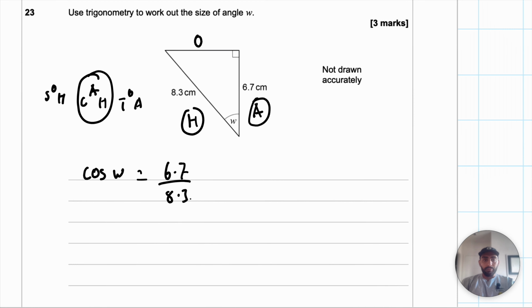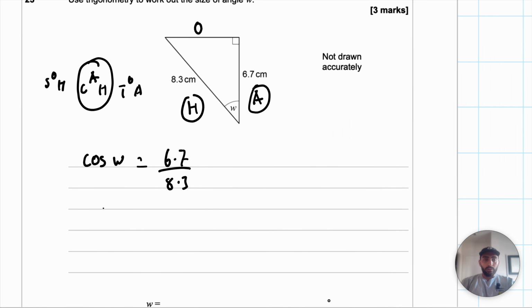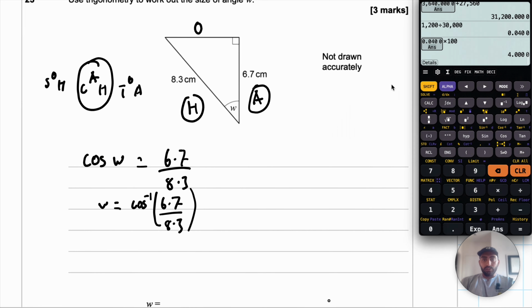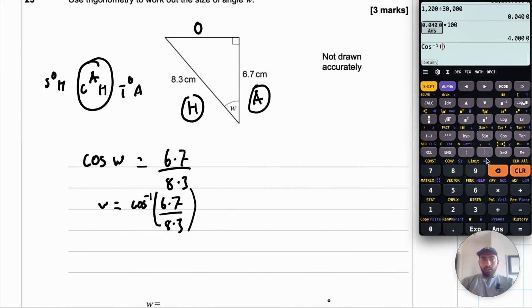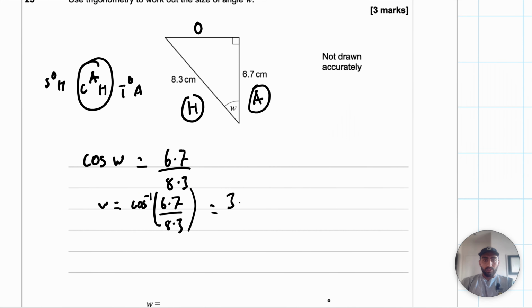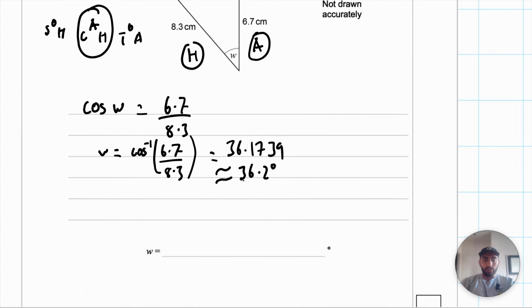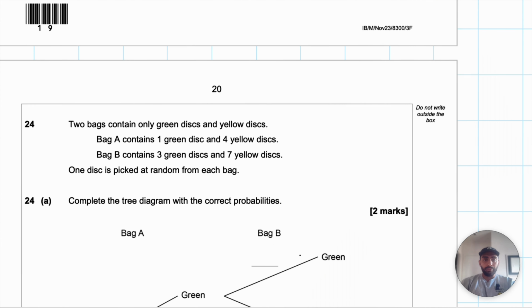Now I need to move this cos to the other side so I can get W on its own, and I'm trying to work out an angle. So W is equal to inverse cos of 6.7 over 8.3. So type this in. So we've got shift cos, and it's 6.7 over 8.3. That's equal to 36.1739. I'll round that to 1 decimal place, so it's 36.2, and it'd be an angle, so it'd be in degrees. So 36.2.